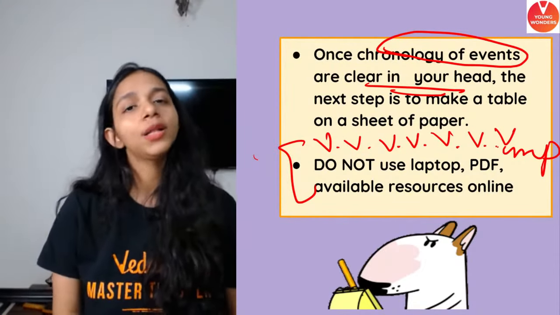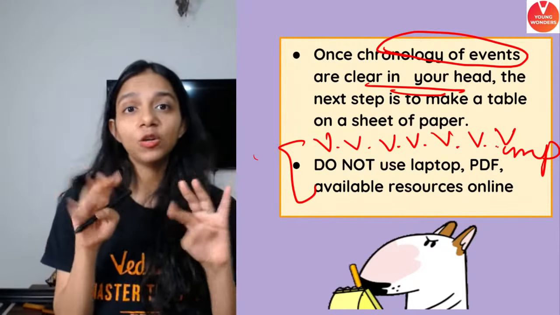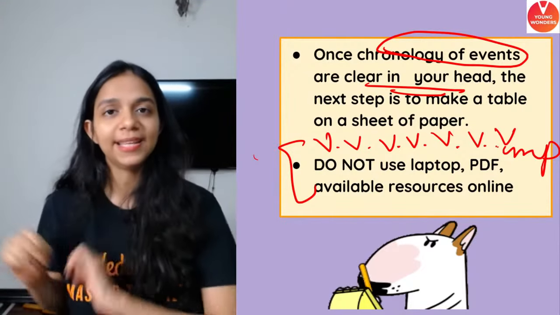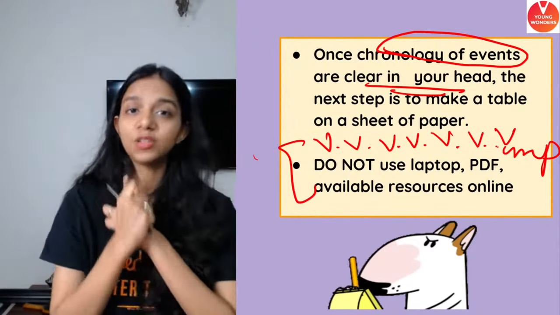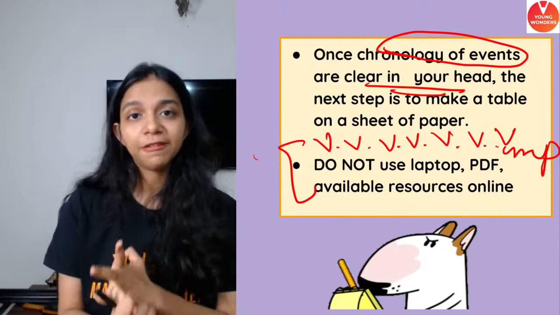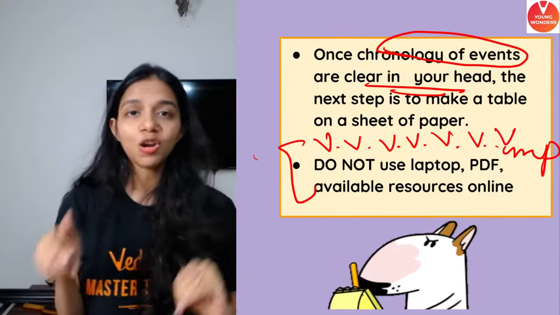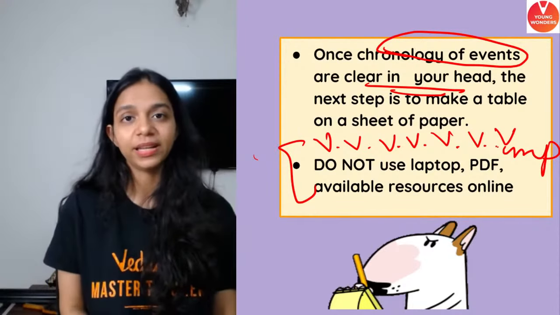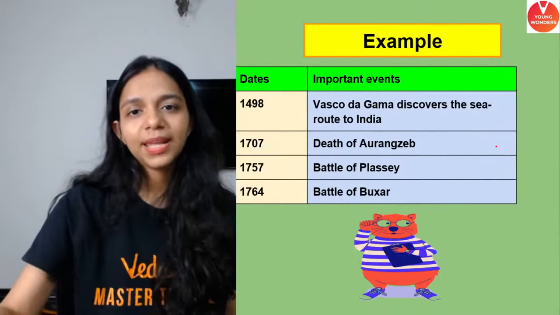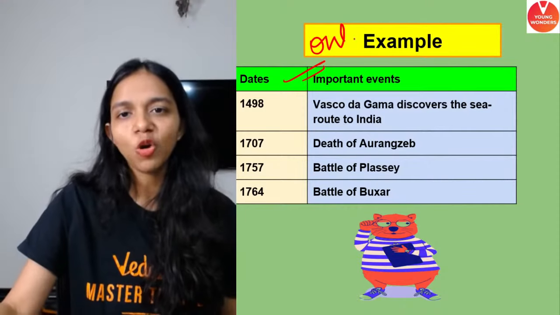Please do not go online and search for chapter, class 7, chapter 2, important dates and events. Do not do that. Do not download anyone else's notes. Do not take a PDF. Do not print your notes. Make handwritten notes for this especially. Make a table. Okay, now this is a table that I found online.